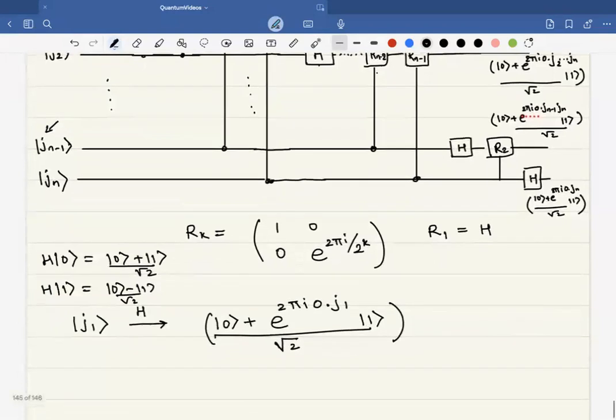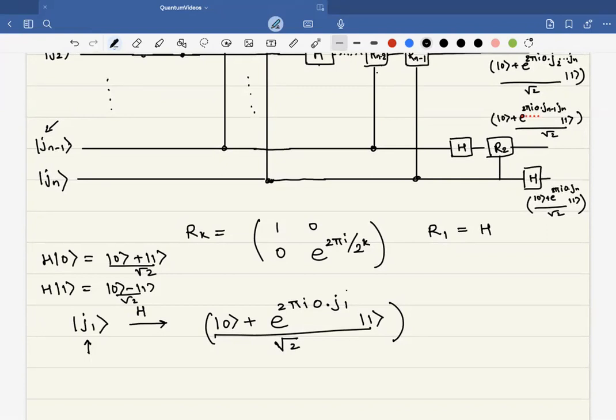So indeed, if J1 was 0, then you will get a 0 over here. So this will be e to the 2 pi I, which will be cos 2 pi plus I sine 2 pi, which will be 1, right? So you will get ket 0 plus 1 over square root of 2.